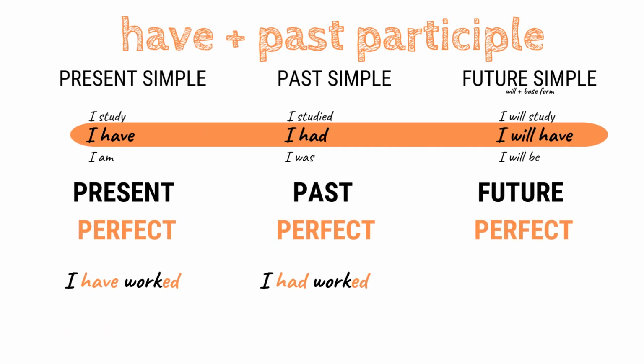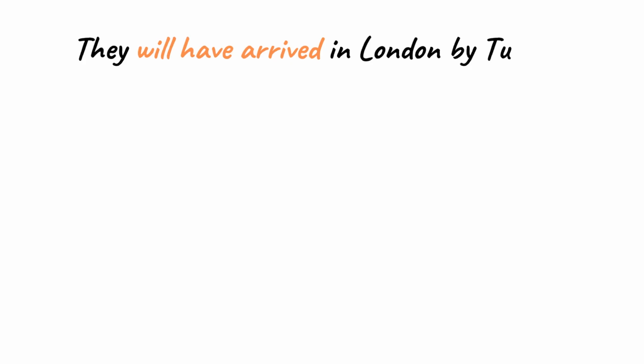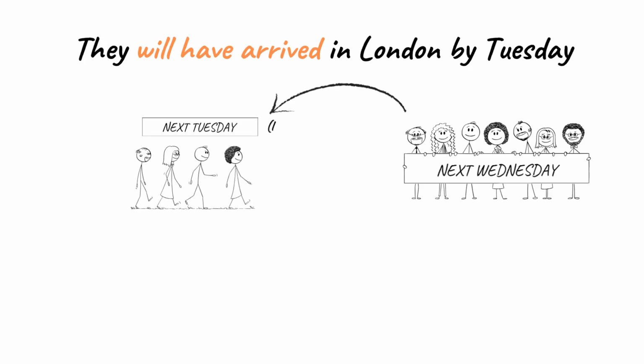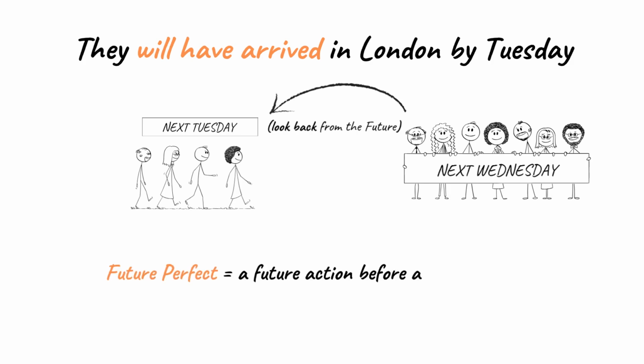Now let's go to the future. Use will have and the past participle. I will have worked. For example, they will have arrived in London by Tuesday. In this case, we look back from another time in the future. From this example, we will be right to assume that the speaker is thinking ahead, probably planning something after Tuesday. The complete context could be something like, they will have arrived in London by Tuesday, so we will meet them on Wednesday.